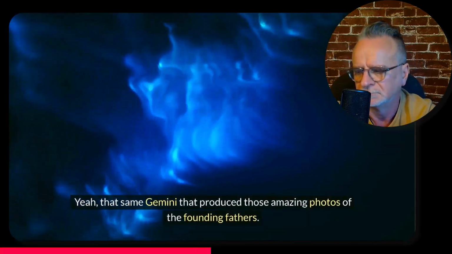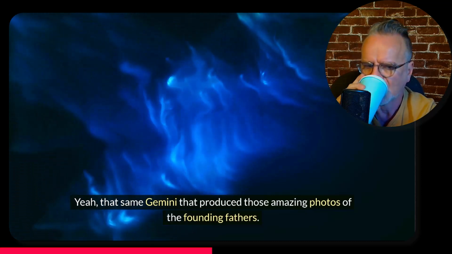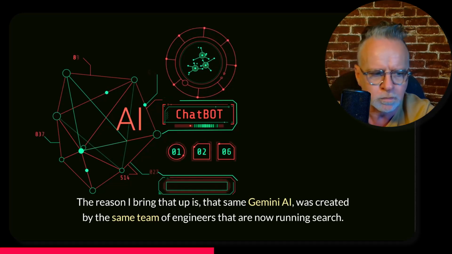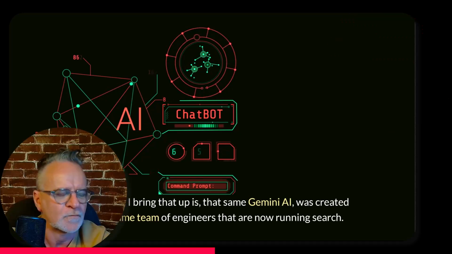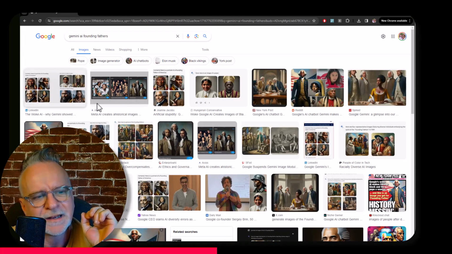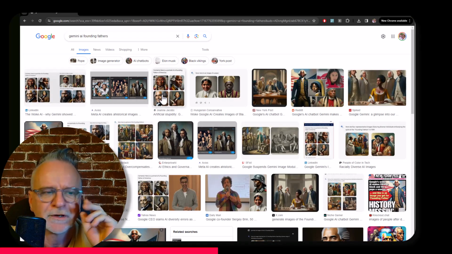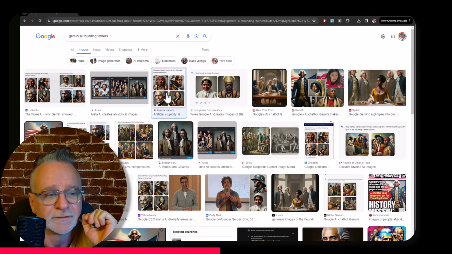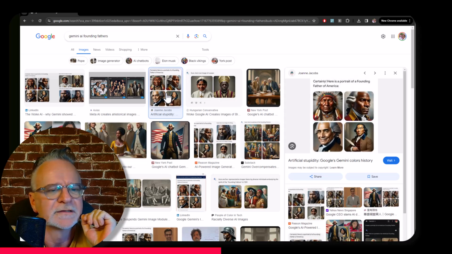Yeah, that same Gemini that produced those amazing photos of the founding fathers. The reason I bring that up is that same Gemini AI was created by the same engineers. Okay, so the Gemini founding fathers. In case you missed it, here are the images of what Gemini thought were the founding fathers of the United States of America. Stuff like this.